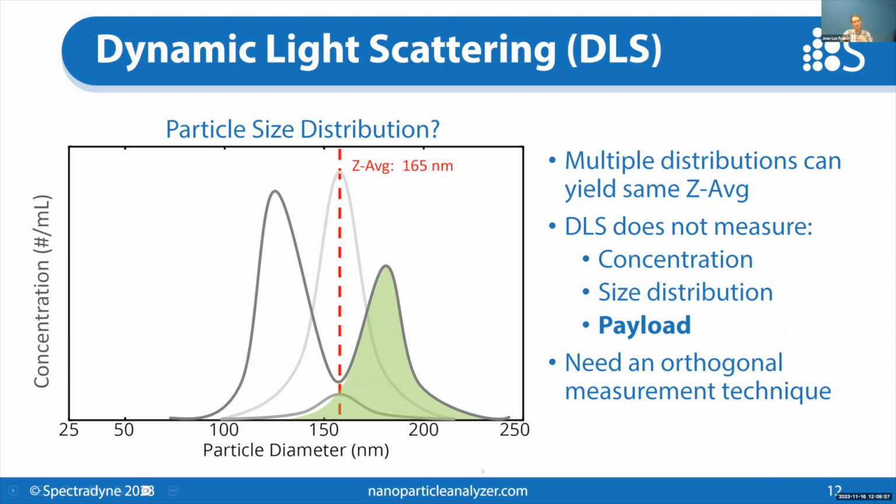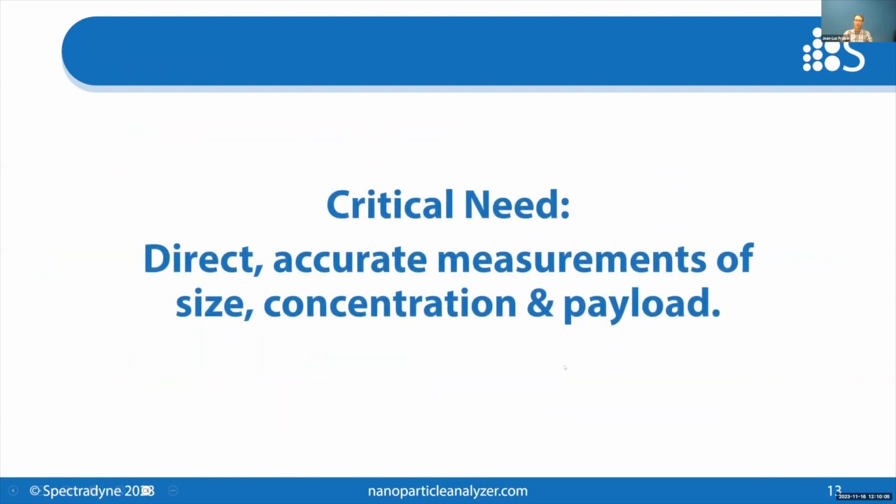This is just an illustration of why we need orthogonal measurements. Jeff will talk about this more. But it's a critical need because dynamic light scattering on its own is not telling you enough to be able to develop a proper therapeutic and understand what's in your sample.